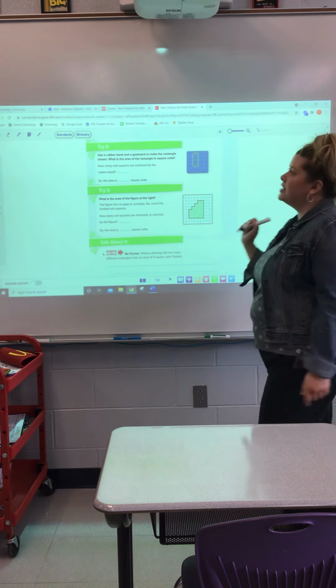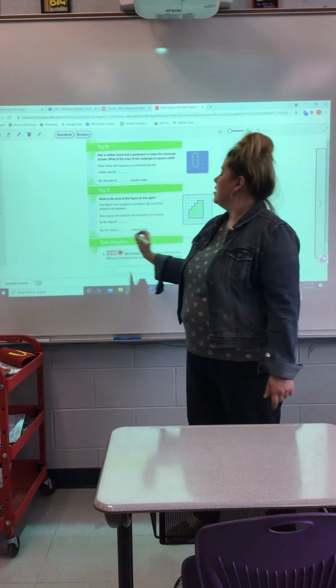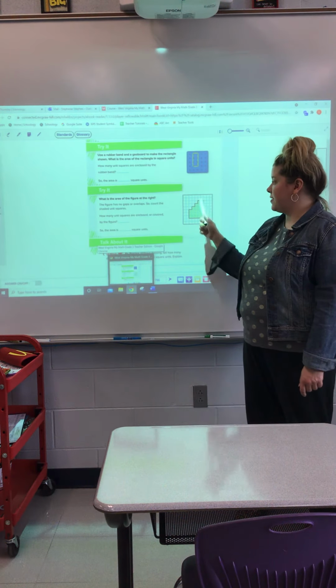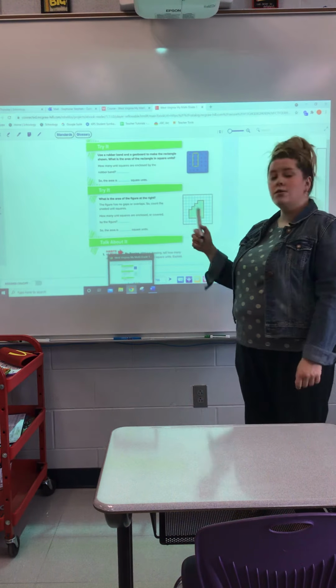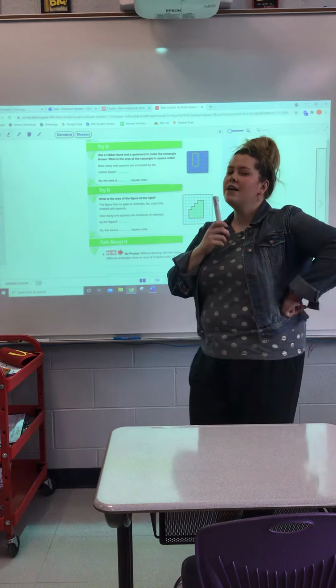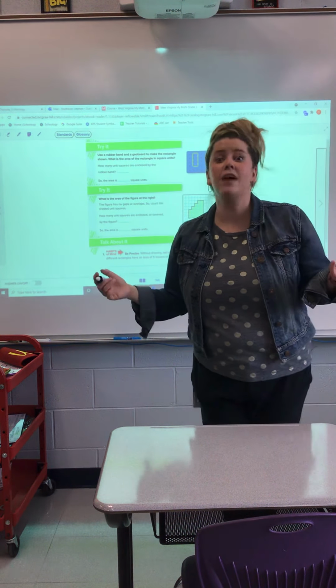So flip the page, and then we're actually going to look at this one right here. What is the area of the figure at the right? Okay, so let's look right here. This is the figure, and there's no gaps, there's no overlays, it's all straight lines. So how can I figure out what the area of that shape is? Right, let's just count the squares.